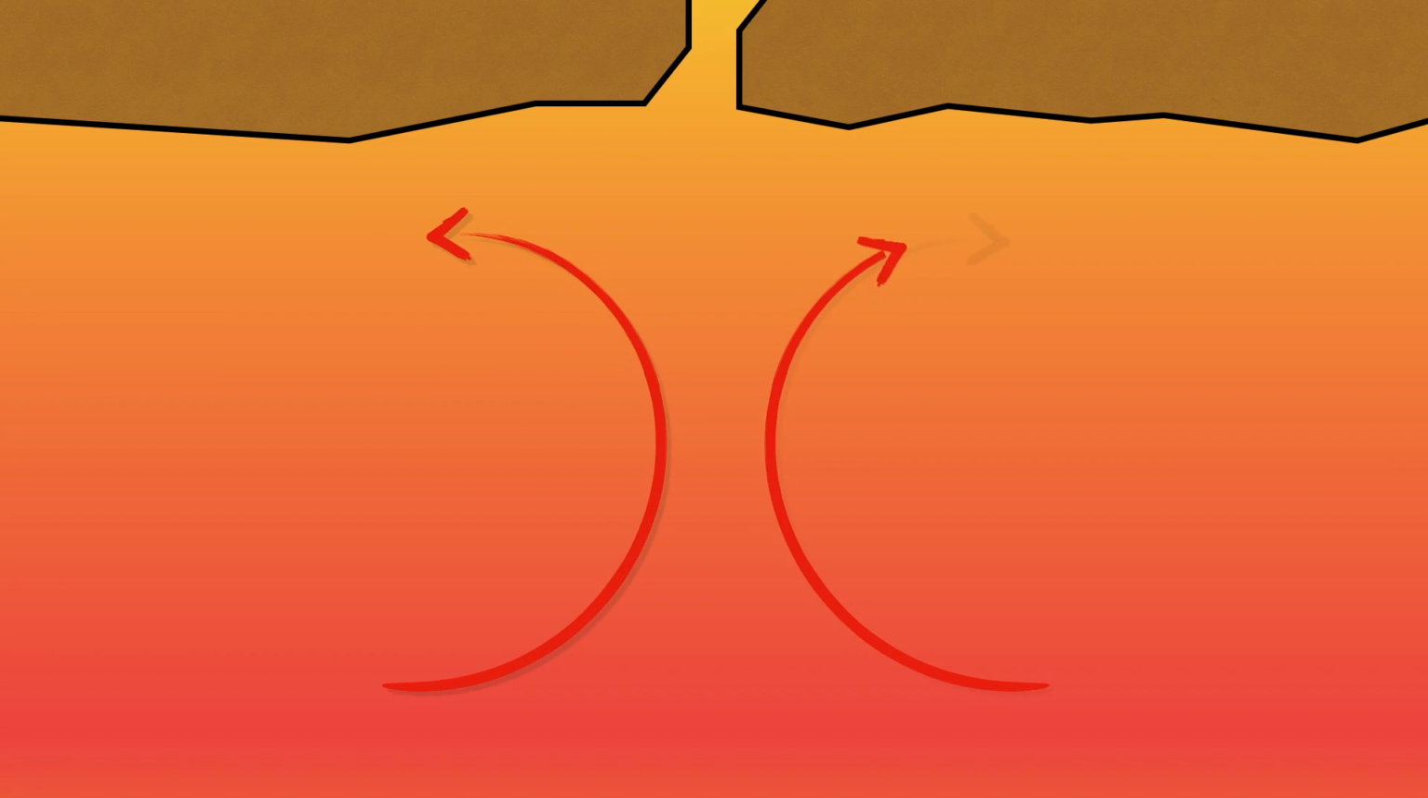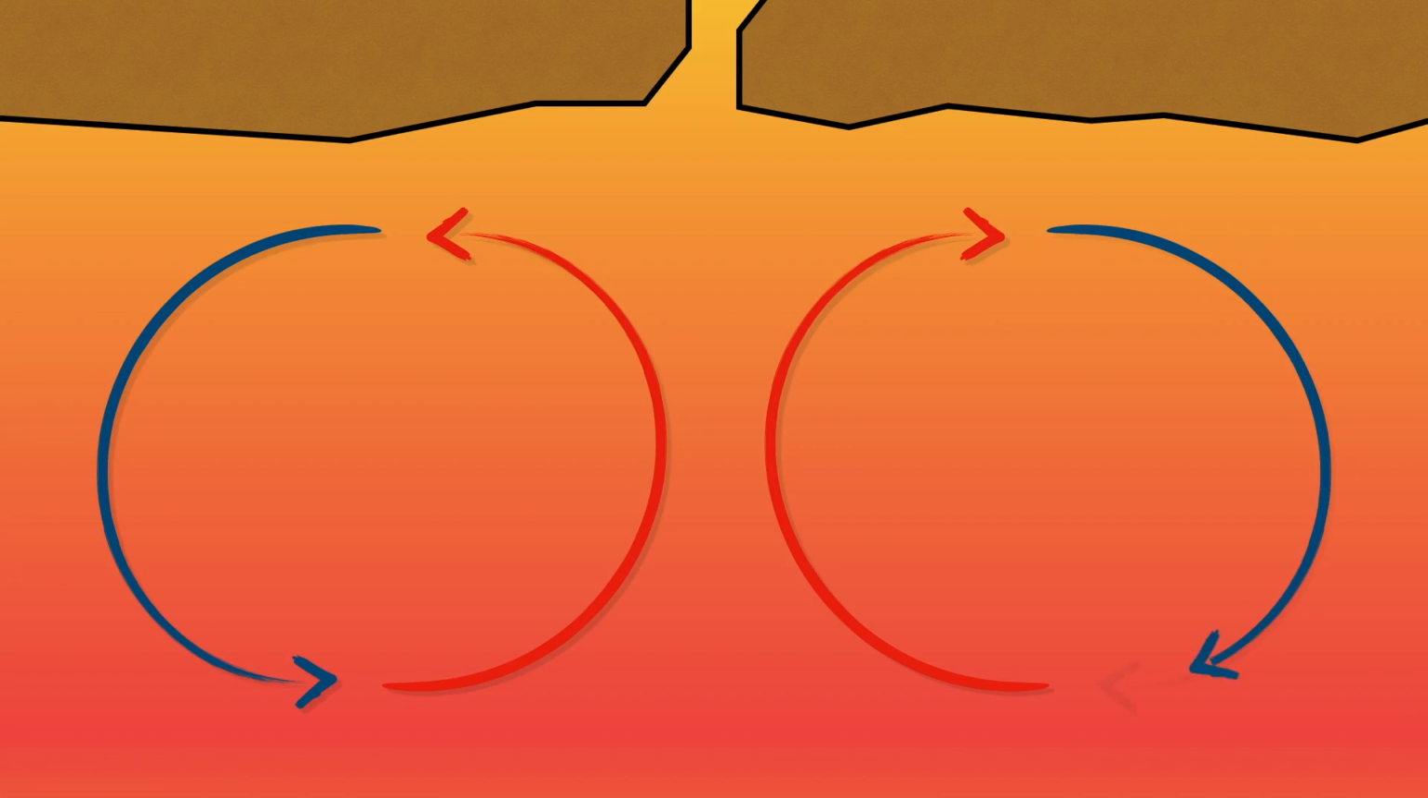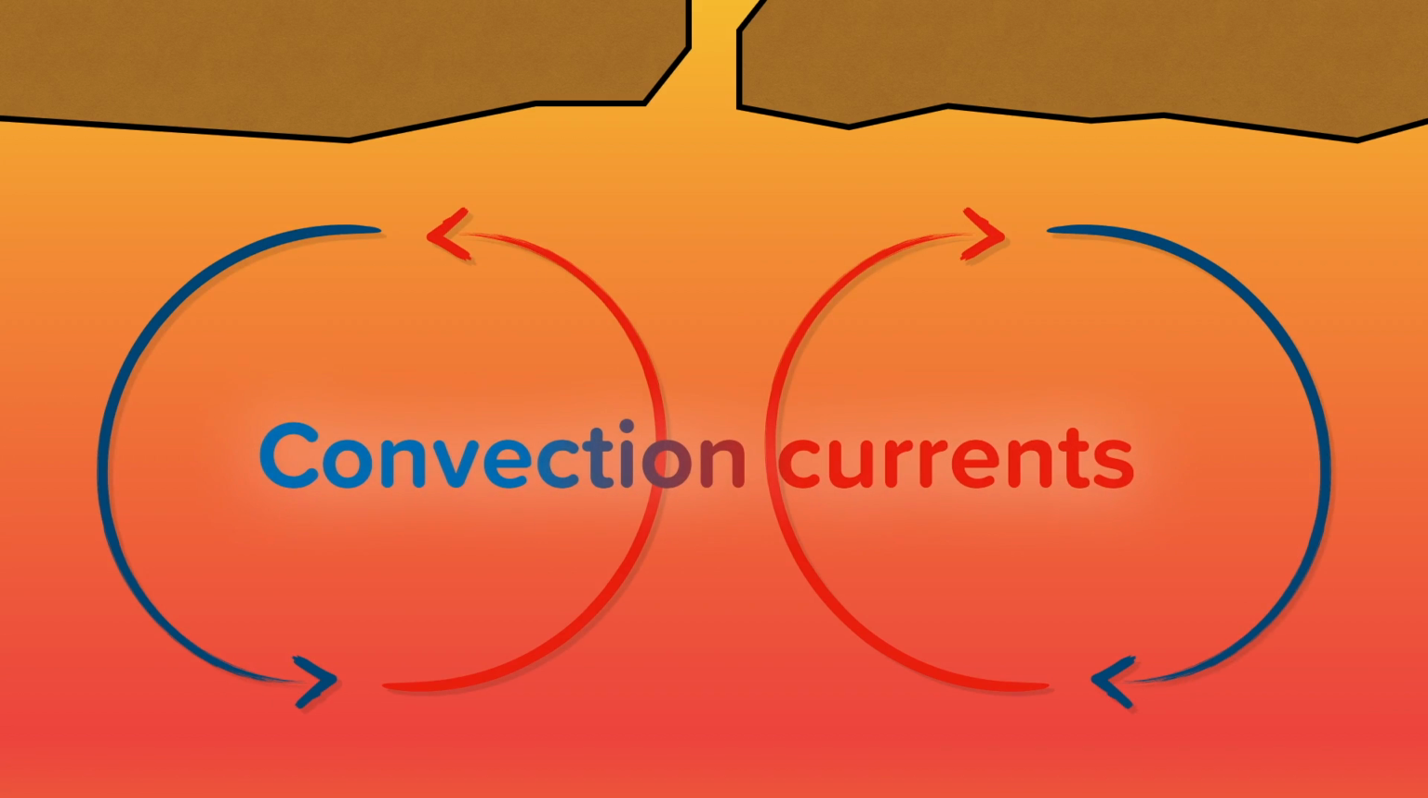Plates move because of convection currents. Liquid rock in the mantle of the Earth moves. Warmer rock rises, and cooler rock sinks. This is due to convection. The convection currents push the plates above and cause them to move.